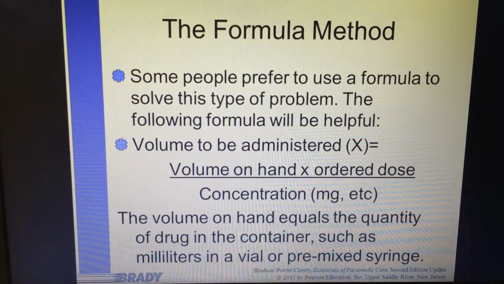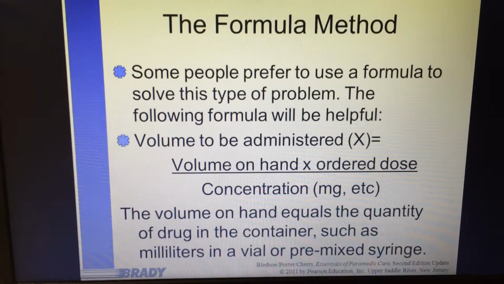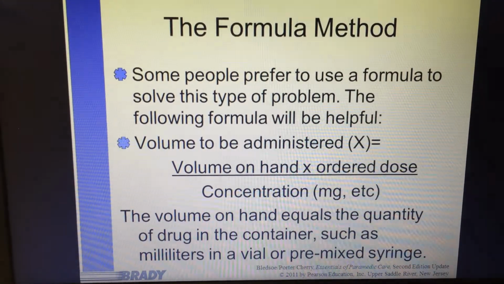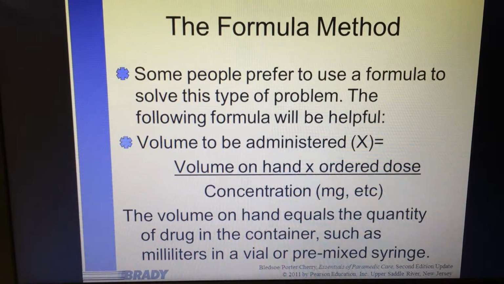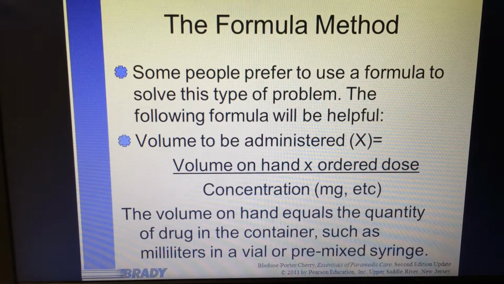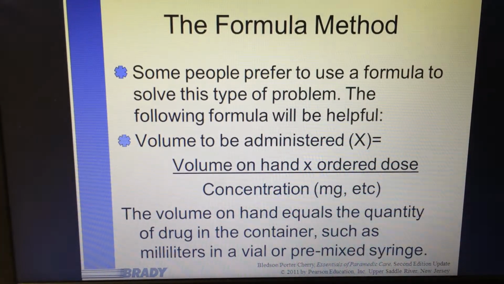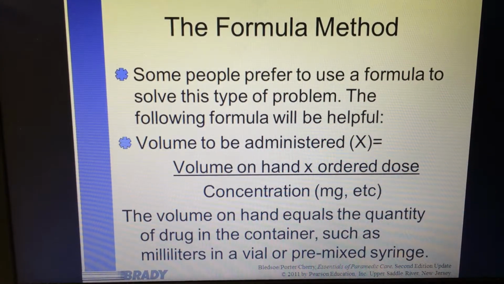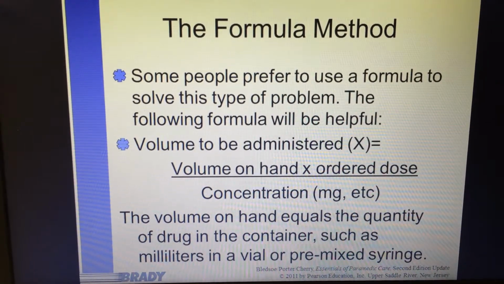So again, this is going to be our formula here: volume on hand times the ordered dose over the concentration. Remember, show your work on this. Write out milligrams, write out milliliters, do all your cross multiplication so you get used to knowing exactly where it is so you come up with the correct answer.